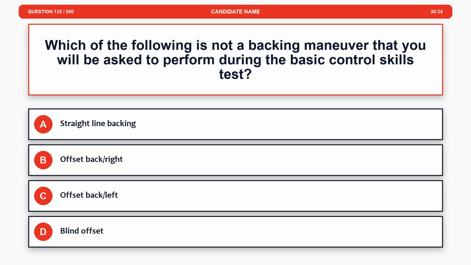Question 132. Which of the following is not a backing maneuver that you will be asked to perform during the basic control skills test? Option A, straight line backing. Option B, offset backing right. Option C, offset backing left. Option D, blind offset.